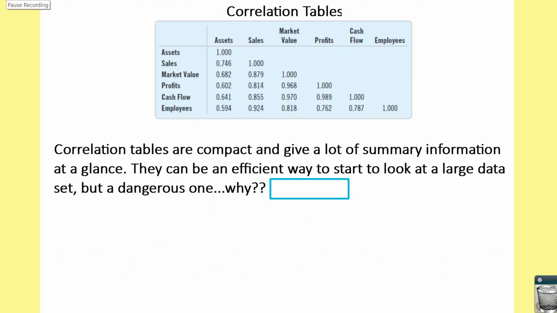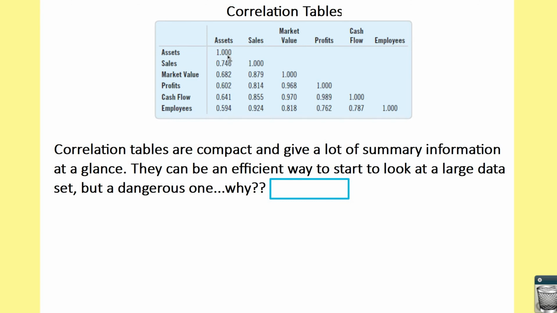All right, correlation tables. If you've got lots of data sets, lots of things you want to compare, so you've got assets, sales, market value, profits, cash flow, employees, you want to see if any of that stuff is related. People like to make a table. Here, I would hope that the diagonal would be 1, because assets compared to assets better be a 1-to-1 relationship.